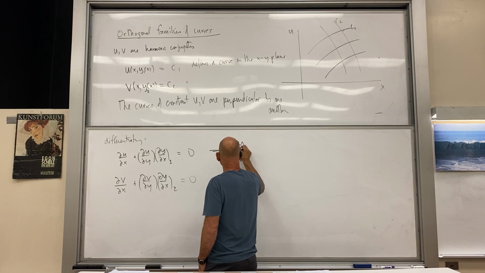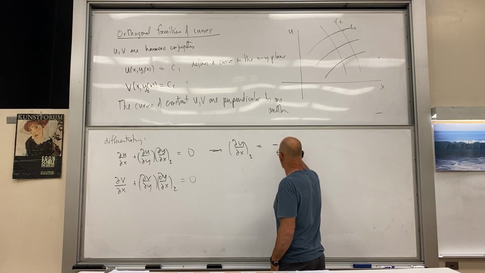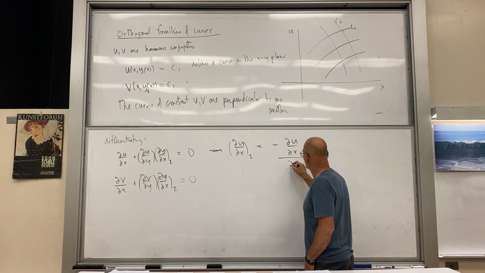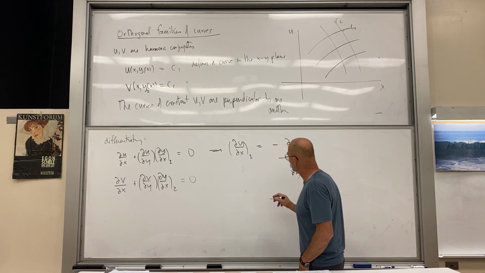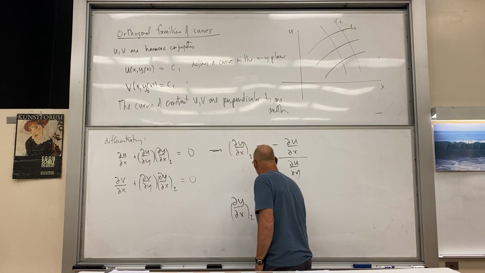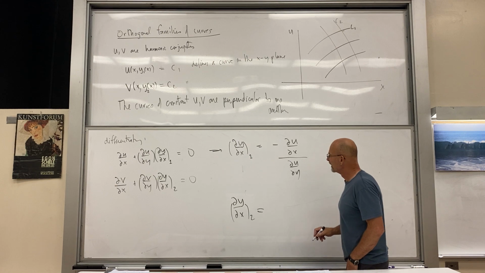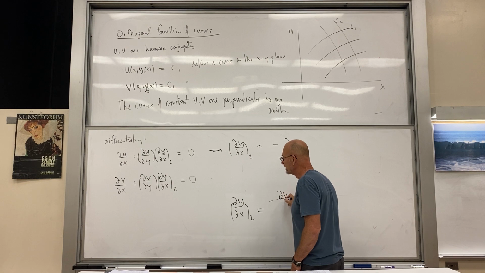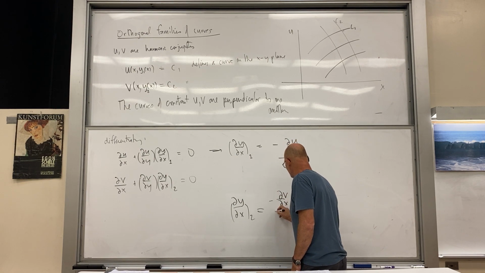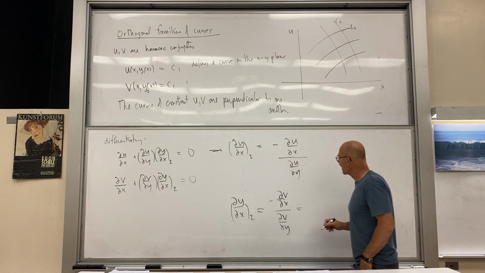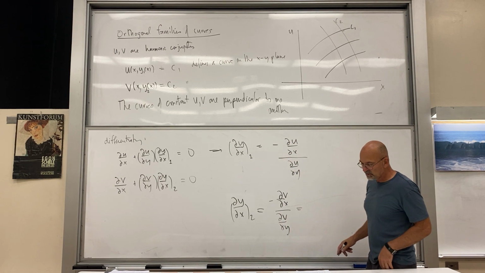So dy dx 1 here is equal to minus du dx divided by du dy. Second set of curves, minus dv dx over dv dy.